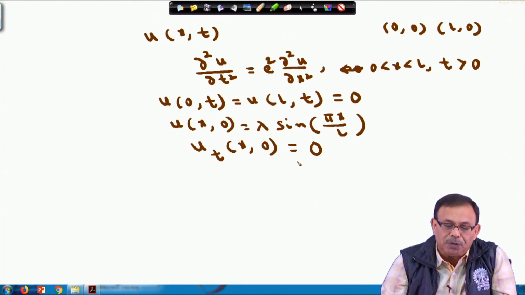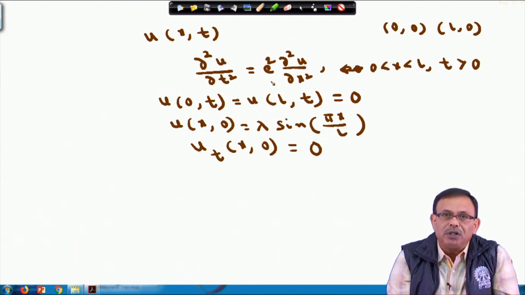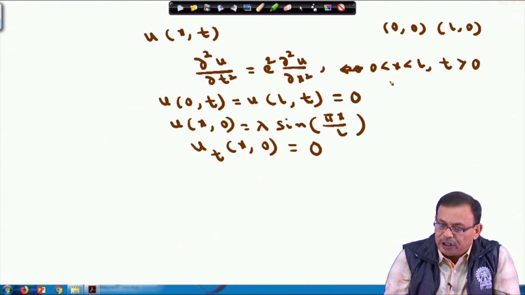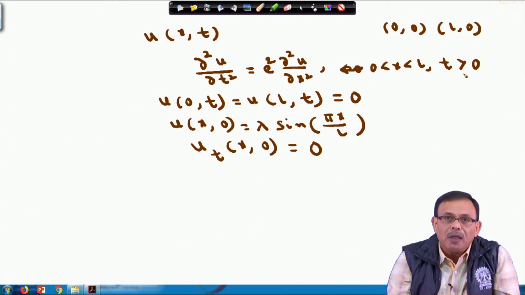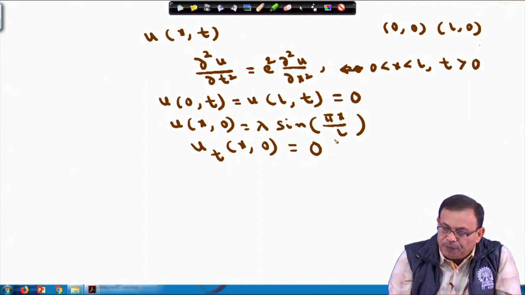So, first I am telling the displacement u(x,t) is governed by this equation, ∂²u/∂t² equals c² ∂²u/∂x², where x varies from 0 to L and t greater than 0. The conditions are: one is it is fixed at (0,0) and the other fixed point is (L,0). So, u(0,t) at x equals 0 is 0, and at x equals L also it is 0, and a motion was initiated with u(x,0) equals lambda sin(pi x by L), and from here you can tell that u_t(x,0) equals 0 also.